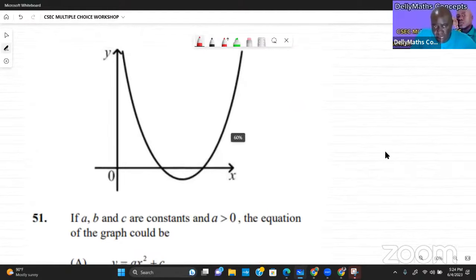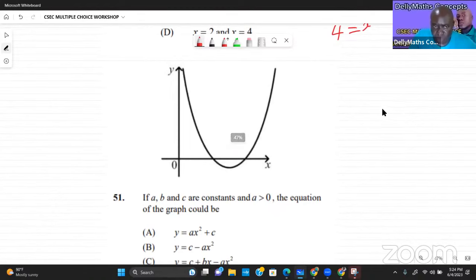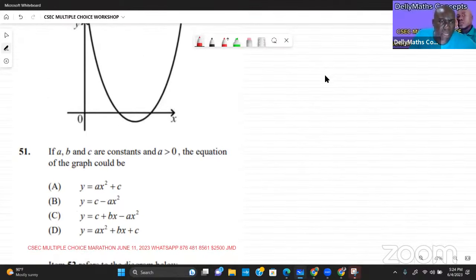All right, let's take a look at this one. So we have this curve, and it is saying that if a, b, and c are constants and a is greater than 0, the equation of the graph could be what? A is greater than 0. The moment they're telling us that a is greater than 0, they're telling us that a is positive. And if a is positive, then this is out.